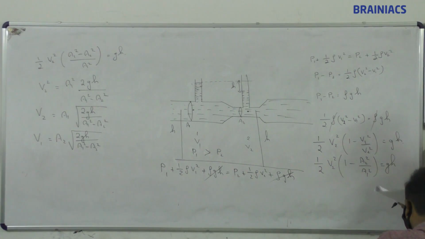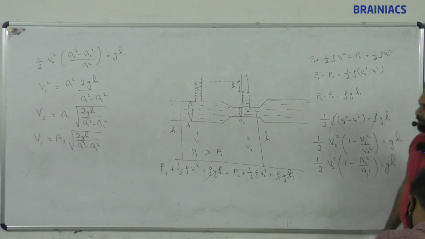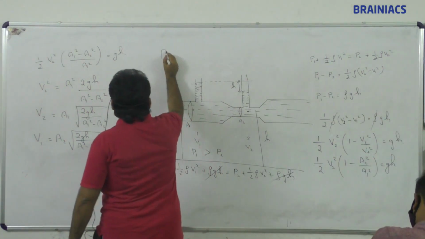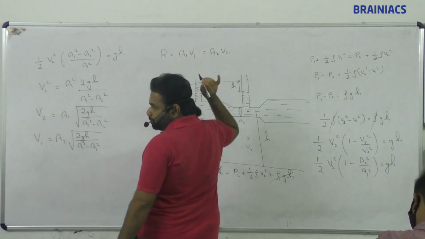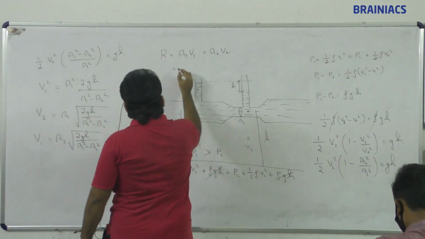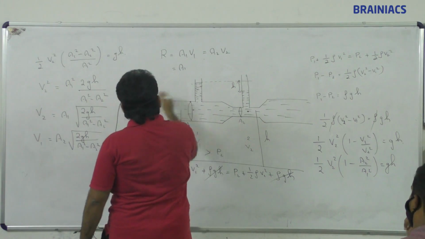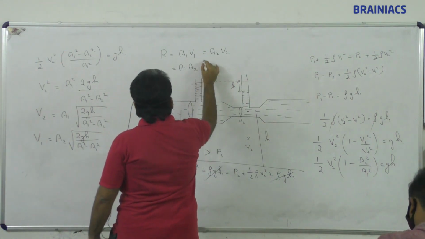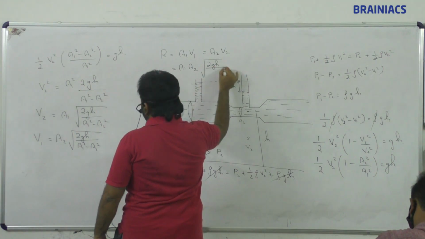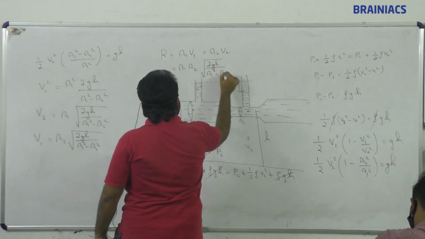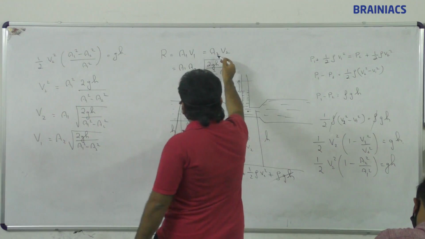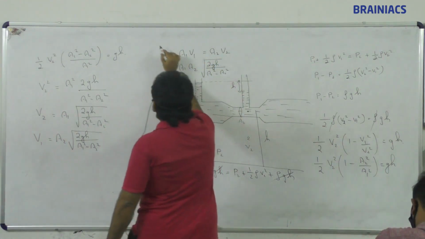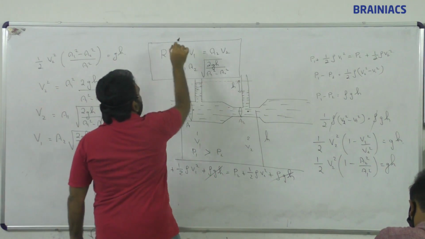Now we will see the rate of flow also. So what is rate of flow? Rate of flow is nothing but a1 v1, same as a2 v2. So suppose if we multiply a1 with v1, what will happen? a1 a2 root of 2gh divided by a1 square minus a2 square. Correct? Suppose if we multiply a2 with v2, the same result we will be getting. So this is the rate of flow.